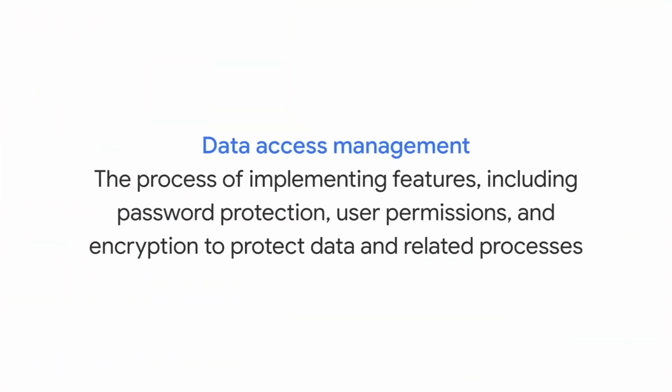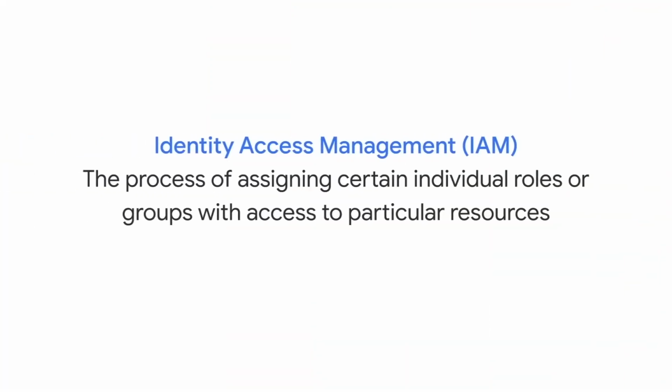Okay, first, a quick definition. Data access management is the process of implementing features including password protection, user permissions, and encryption to protect data and related processes. In the context of the cloud, it includes the creation of individual user roles or user groups, and the access for each role or group is predefined by an administrator. The act of assigning this access is called Identity Access Management, or IAM. IAM is the process of assigning certain individual roles or groups with access to particular resources.